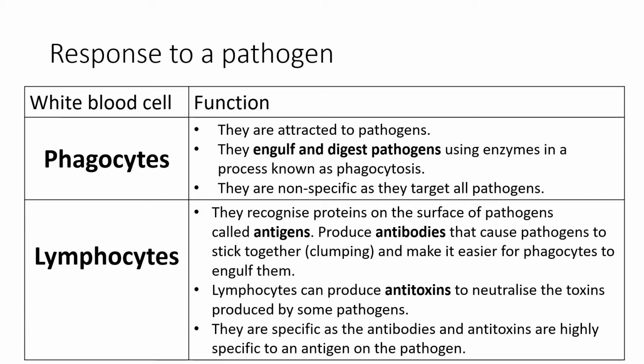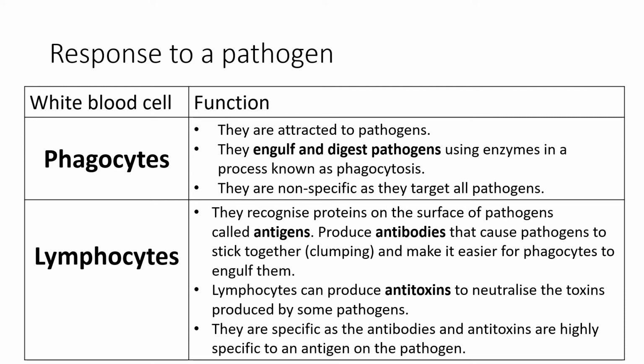When we talk about lymphocytes, we are talking about two additional jobs. So phagocytes, their job is to attach, engulf, digest using enzymes in a process known as phagocytosis. A lymphocyte has two jobs. The first one is that they recognize the antigen on the pathogen and then they produce complementary antibodies, and the complementary antibodies cause the pathogens to stick together and they make it easier for the phagocytes to engulf them.